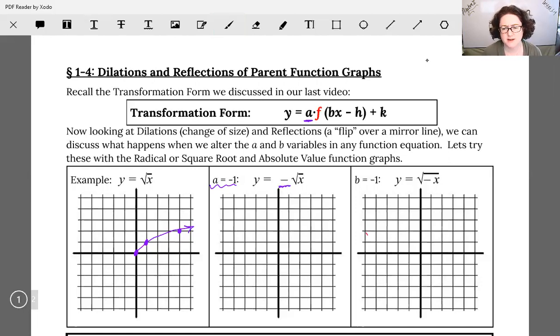So let's think about that for a second. If it's outside of the square root, that means whatever we're plugging into the function, we take the square root of first, and then we multiply it by -1. So all of our answers, in other words, all of our outputs or our range, are multiplied by -1. For example, let's use some of the points from our original parent function. We have the point (1, 1), which means when you take the square root of 1, you get the answer 1. What's going to happen if we multiply that by -1? Well, 1 times -1 is -1.